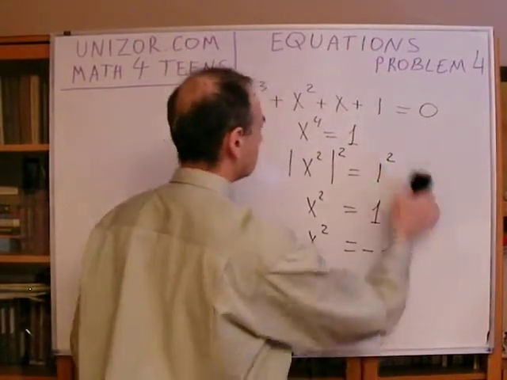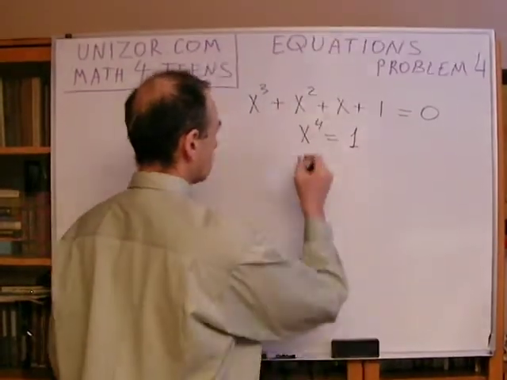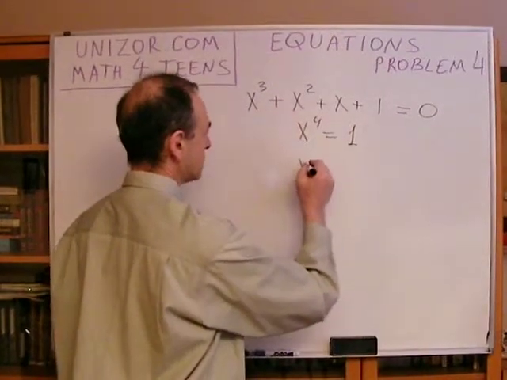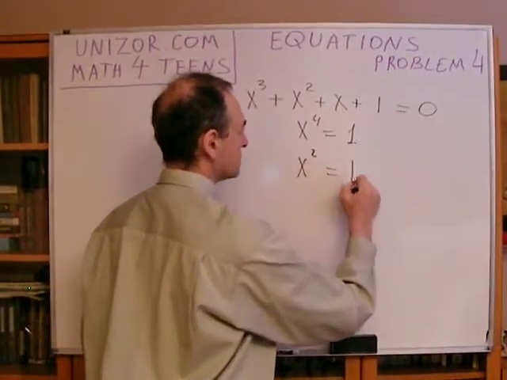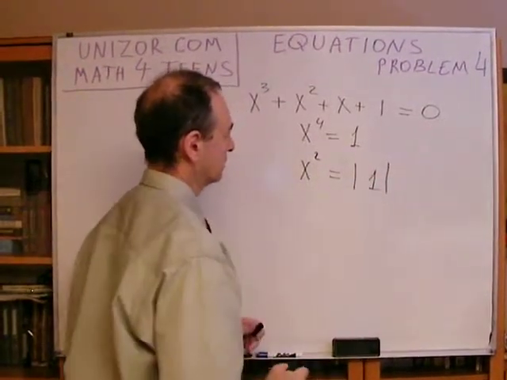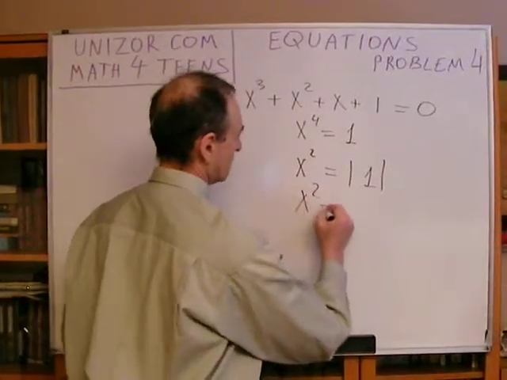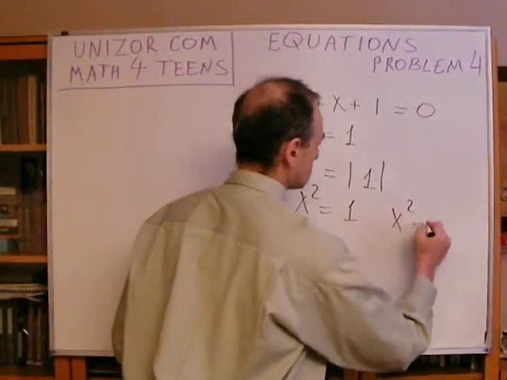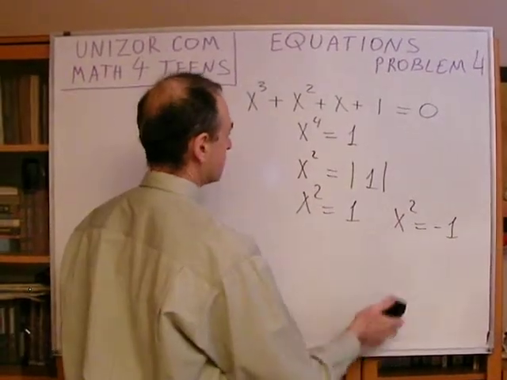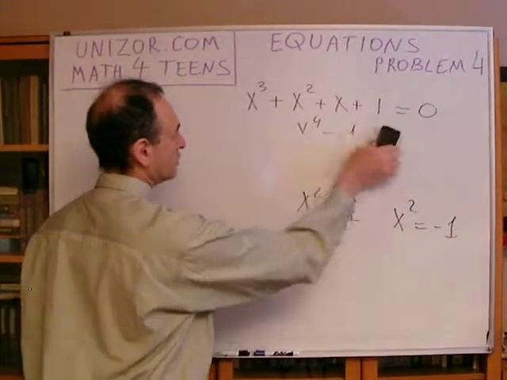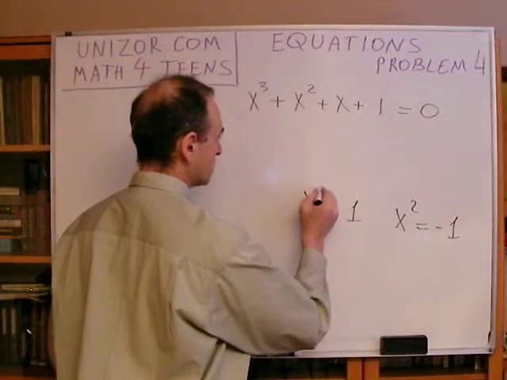Let's just do it again a little more clearly. I did it too fast. Square root of x to the fourth is x squared, which is always non-negative. And this one is absolute value of 1. Which means that x squared is equal to 1 is one solution, and x squared is equal to minus 1 is another solution. Right, so that's simple. We transformed our original equation to two very simple equations.